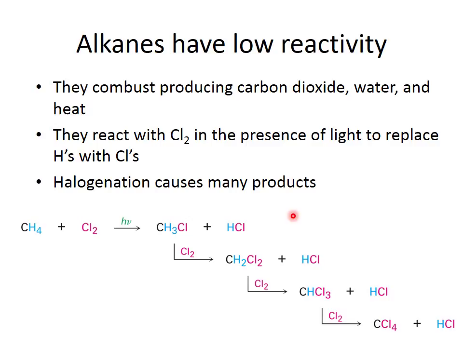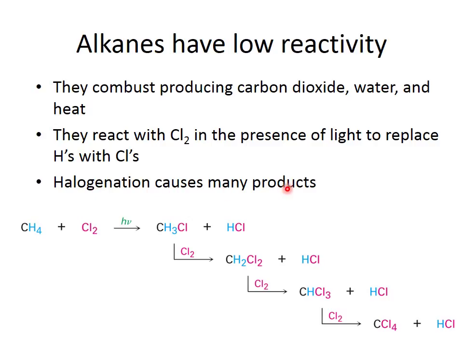Okay, I've already mentioned to you in other presentations, unless you're watching this as the first in chapter 3, alkanes have very low reactivity. They have no functional groups, and so there's no place for other molecules to grab a hold of them and react, except one reaction. There's one reaction that they do, and that is they react with chlorine and bromine in the presence of light to replace one or more of the hydrogens with chlorines.